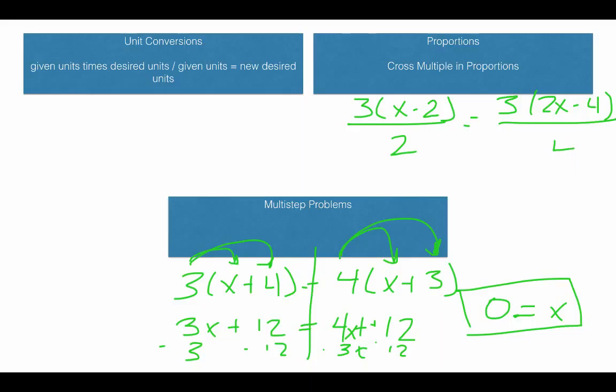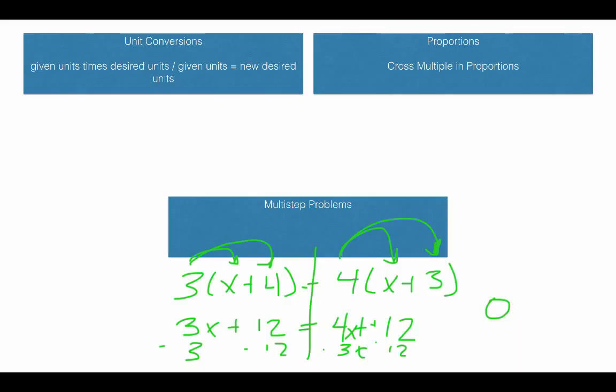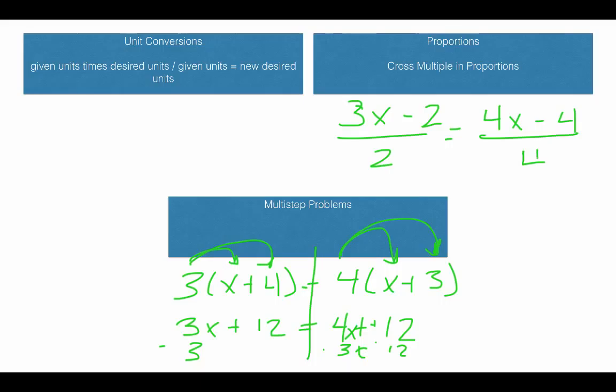Actually, let's not do that. I don't like that problem. Let's do a different one. So as I erase that, what I want you guys to do is we'll say 3x minus 2 over 2 equals 4x minus 4 over 4.